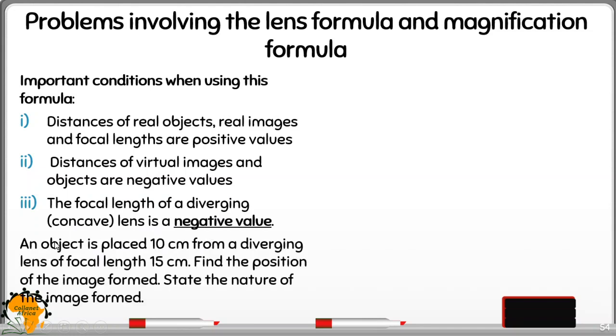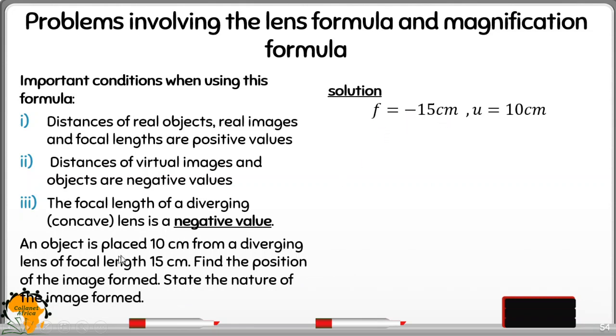Now we look at the first question. We have that an object is placed 10 centimeter from the diverging lens of focal length 15 centimeter. Find the position of the image formed. State the nature of the image formed. We have the solution. First of all, you always need to write the values that are given.